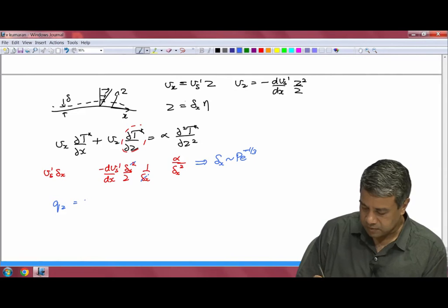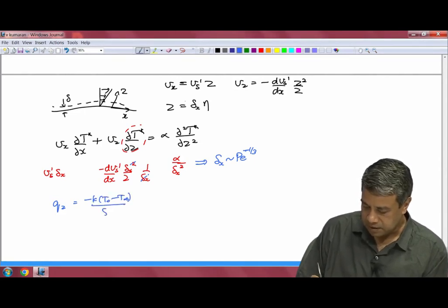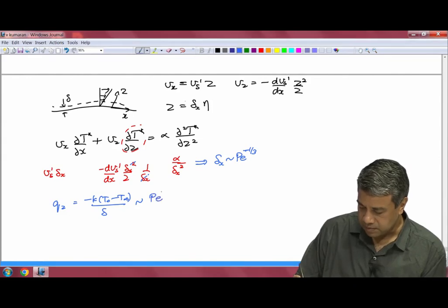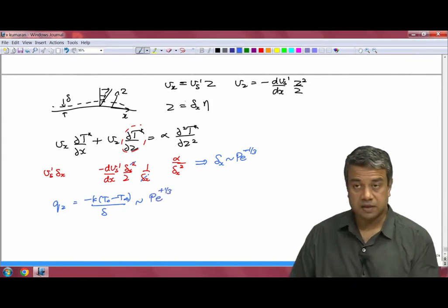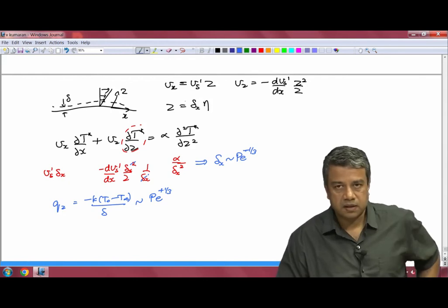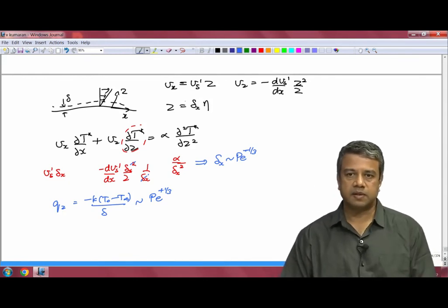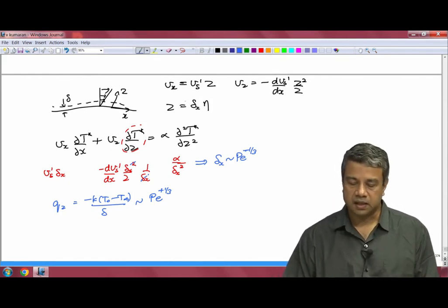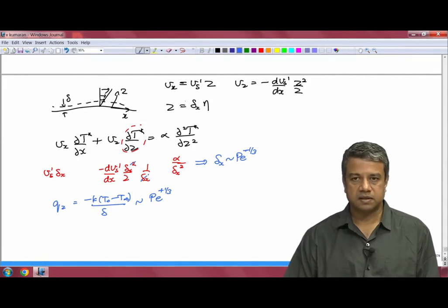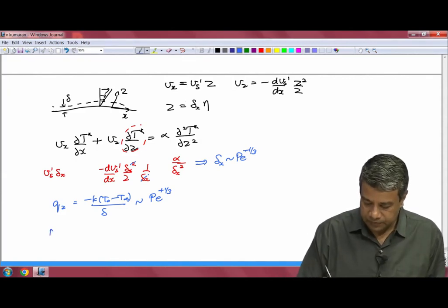q z is equal to minus k into T naught minus T infinity by delta goes as Pe to the power plus 1/3. Because delta goes as Pe to the power minus 1/3, that means that the flux goes as Pe to the power plus 1/3. And that is the reason in all the correlations involving the flow past a rigid surface, the Nusselt number always increases proportional to Pe to the power plus 1/3.